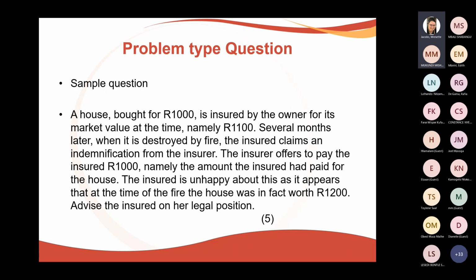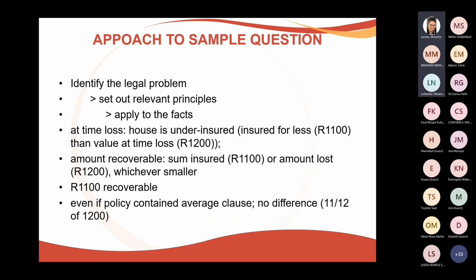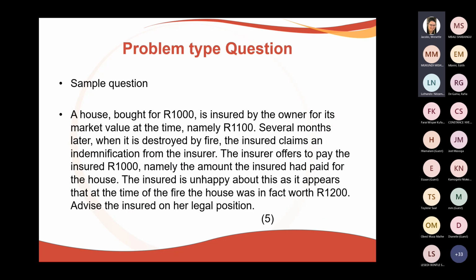Okay, so now from the set of facts, there's a number of important things that one should pick up. One should note that you're dealing with indemnity insurance here, and the term indemnity is very important because indemnity deals with indemnifying the insured for the loss that he suffered. He cannot make a profit. Then there are 3 amounts referred to here, 1,000 rand, 1,100 rand, and 1,200 rand. So let's now turn to the next page.